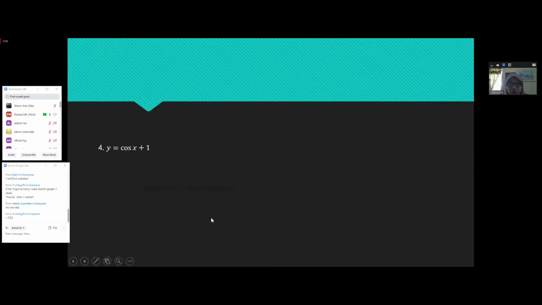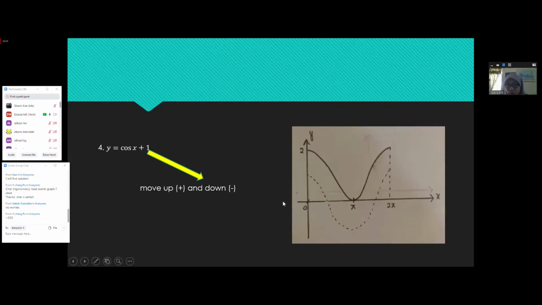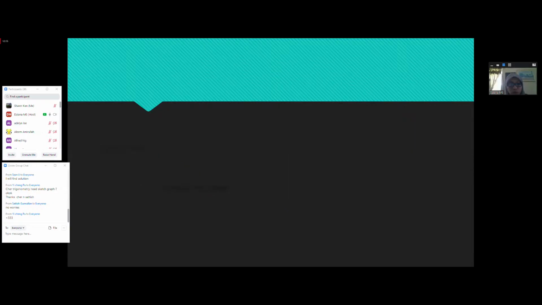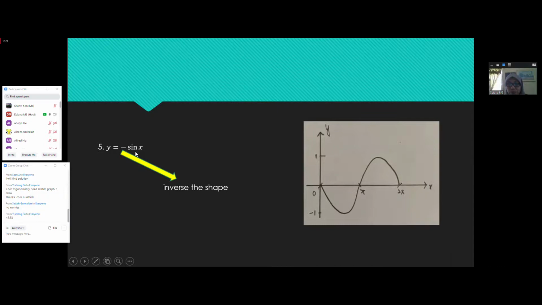Plus 1 at the back or minus, that will shift your graph up and down. Positive go up, negative go down. Like this one, I shift 1 unit up. And a negative in front of the trigonometric function will inverse the shape. So rather than the original going up then down, now it's going down and going up. Okay, those are the 5 changes.